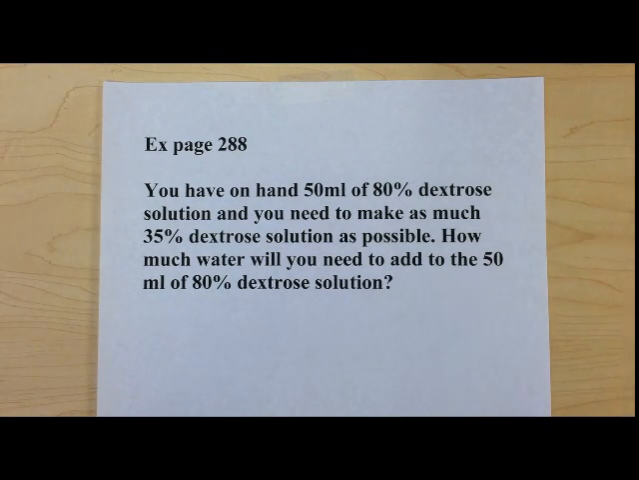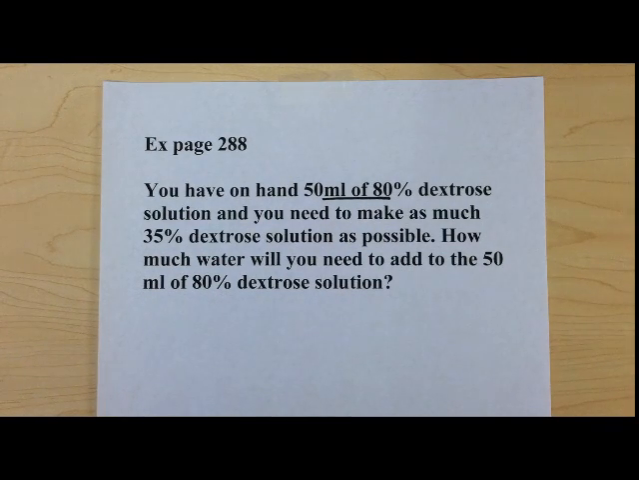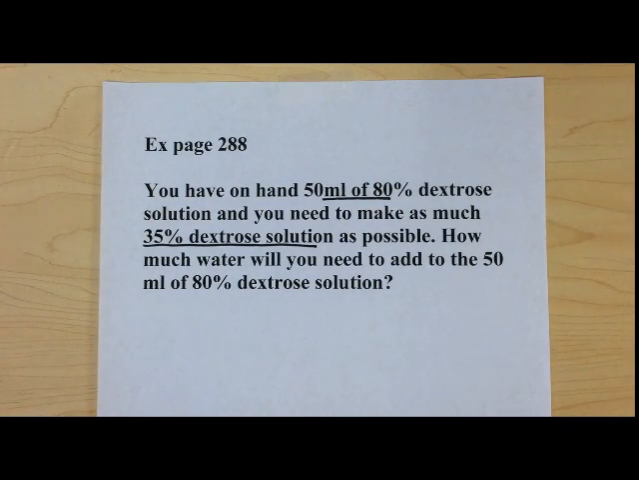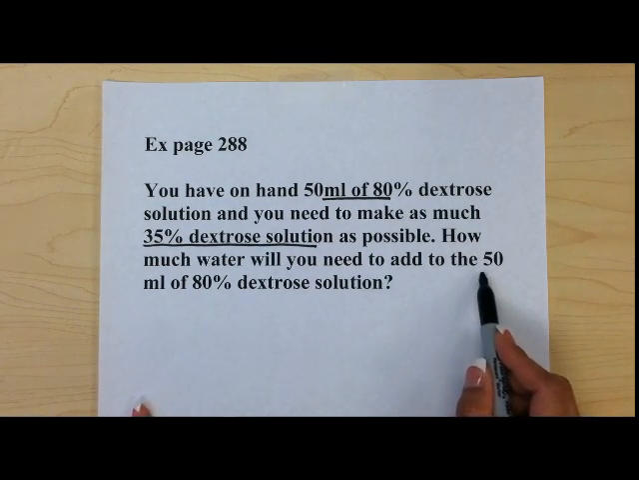This is an illustration that we're going to walk through. It's taken from the Dilutions chapter, but it's kind of a combination of powder volume, dilution, maybe even alligations if you think about it. Let's take a look at this more in depth. We have on hand 50 mLs of an 80% dextrose solution. We need to make as much of 35% dextrose solution as possible. So we need to find out how much water we're going to add to the 50 mLs of the 80% dextrose solution.